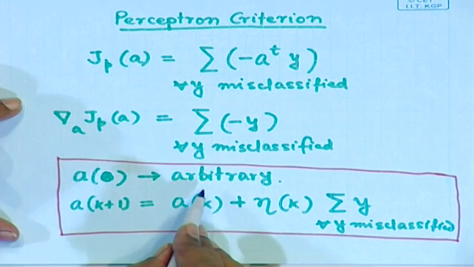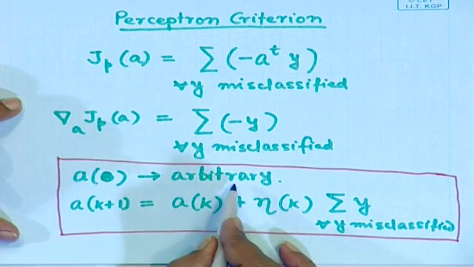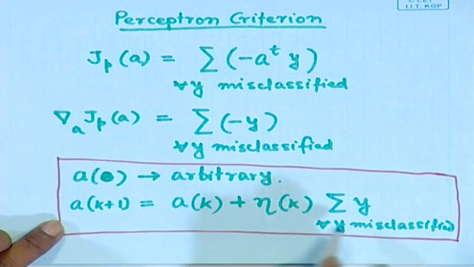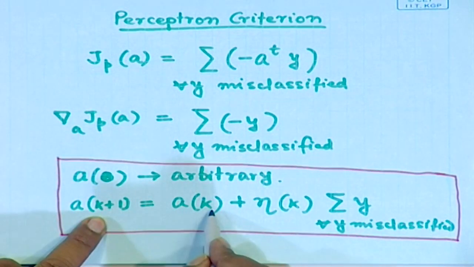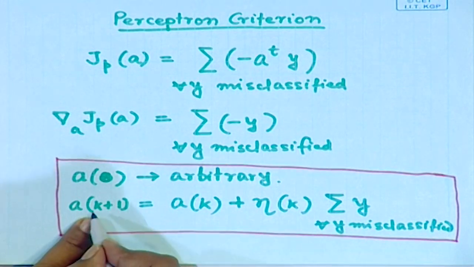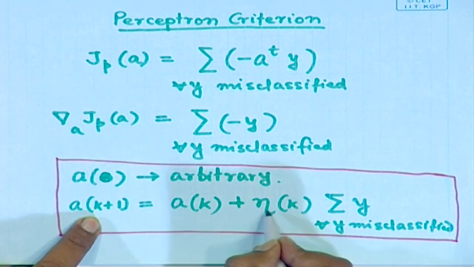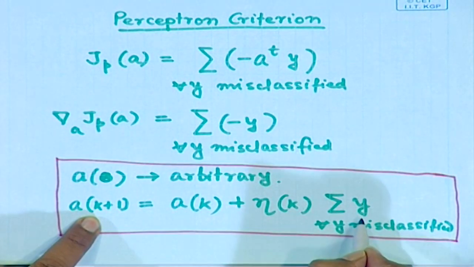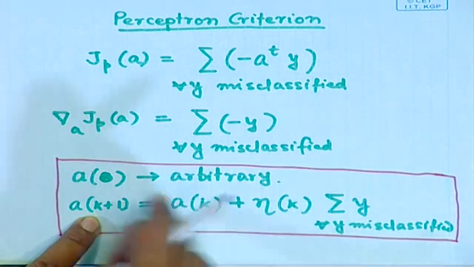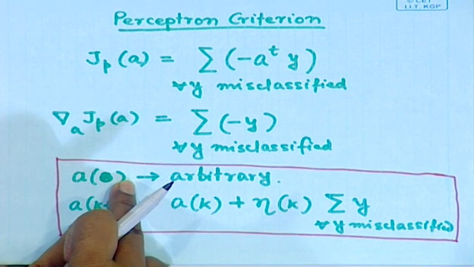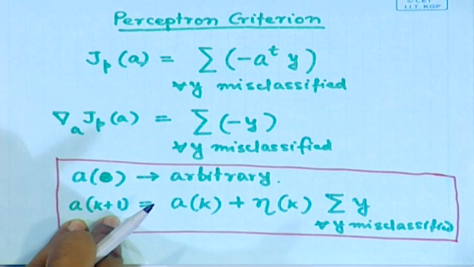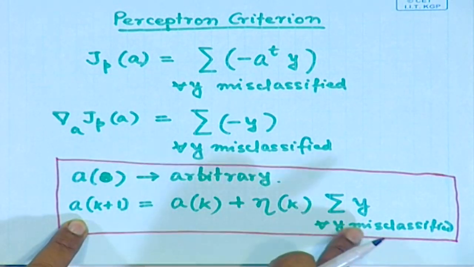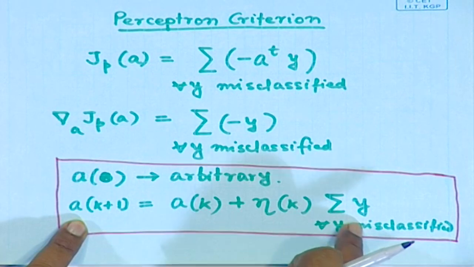So, once I have chosen A0 arbitrarily, from A0 I can find A1 by following this updation rule. A1 is nothing but A0 plus eta k, which is the learning rate, into the summation of all the vectors y which are misclassified by A0. Okay. So I have A1, and from A1 I can find A2, which is nothing but A1 plus eta k into the summation of all those samples which are misclassified by A1.